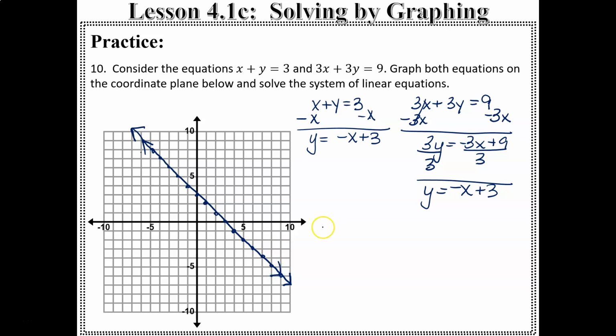Your solution to this is infinite solutions, or infinitely many solutions. That means that no matter what points or what coordinates you plug in there, it's always going to work. So your answer to that is infinitely many solutions.